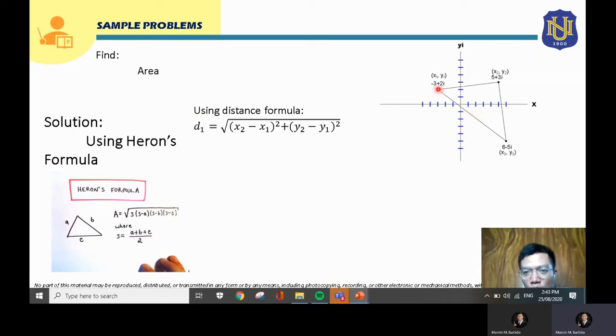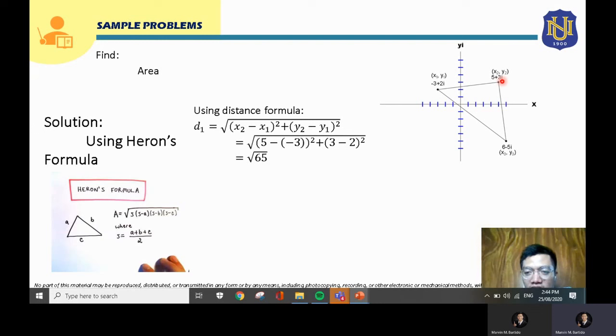So let's say our distance 1 is from this point to this point. We're going to measure this distance using the distance formula. Our x2 here will be 5, and y2 will be 3, since our y coordinate here is 3. Here, our x1 is negative 3, since that is our x coordinate, and y1 will be positive 2. Substituting those coordinates in our formula, that will give you the square root of (5 minus negative 3) squared plus (3 minus 2) squared. So the distance that we get from here will be the square root of 65. That will be distance 1, the distance of this side of the triangle.